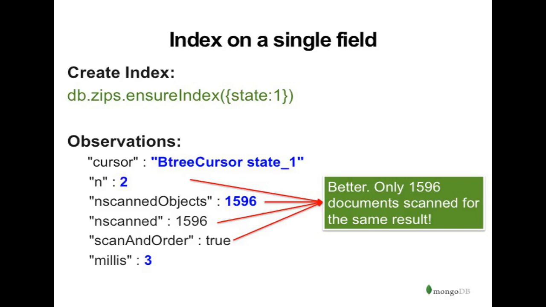Same parameters, and I wouldn't expect any different: 2 documents returned. The scanned objects, though, went down to just 1596 from 29,470. That's a dramatic improvement. And nscanned in this case, since we used an index, shows 1596 index entries used. Now our milliseconds went down to just 3 from 12. So can we do better?